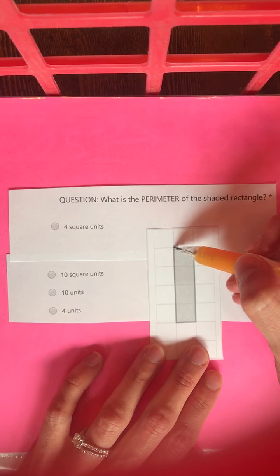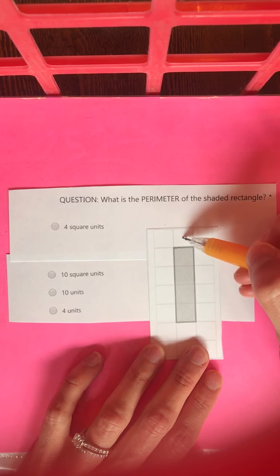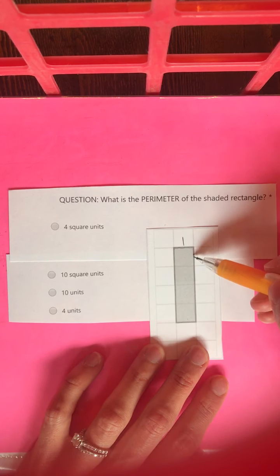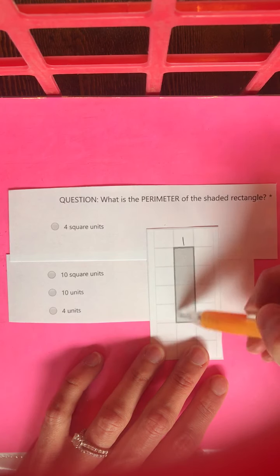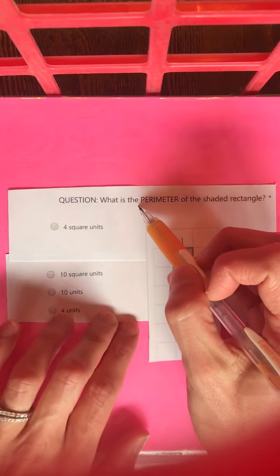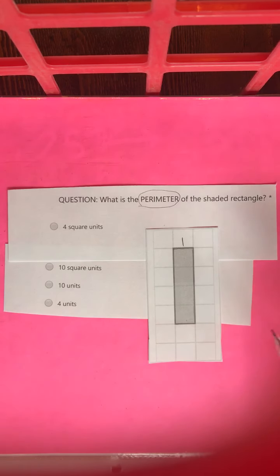I would like you to find the length of each side. So this side length is 1, okay? And then pause your video, find the other side lengths, and then find the perimeter, and when you're ready, press play.